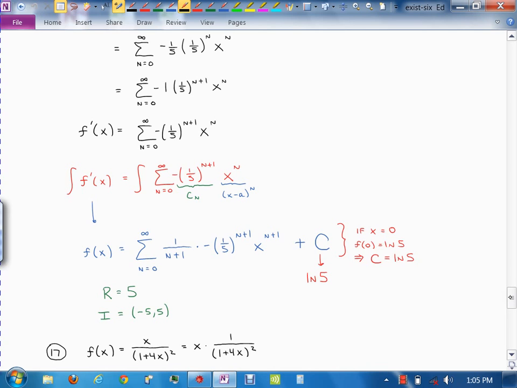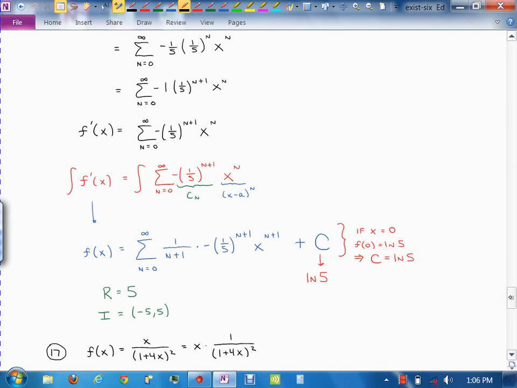But remember, every time you take an antiderivative, when it's an indefinite integral, you have a plus a constant, right? So what we have is an infinite sum, a bunch of powers of x, and each one of those would have a constant. So when you add them all up, you get a constant. So we have some c here. And if you looked at the answer in the back of the book, they actually determined that this c was natural log 5. So how did they determine that this was natural log 5?